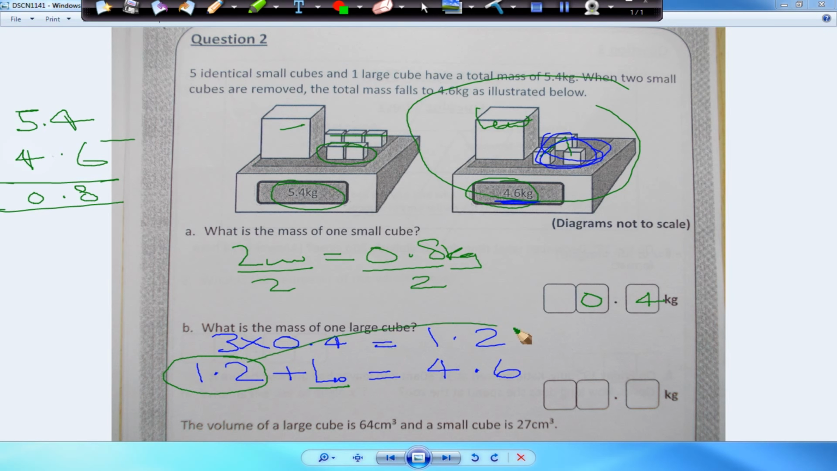Excellent. Opposite of adding 1.2 is minus 1.2. Okay, let's have Muniba. So the large weight is equal to 4.6 minus 1.2. Can we do it mentally? What do we get? 3.3. No, Muniba. 3.4. Okay, let's write 3.4 here, even though they're giving you extra spaces. The answer is only 3.4 kilograms. Here's the answer. Okay, that's lovely.